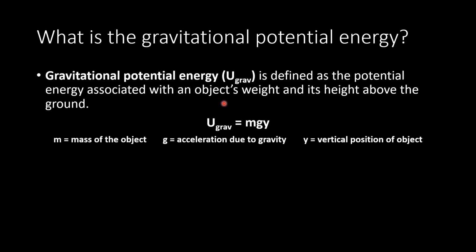Using this definition, we can formulate an equation for the gravitational potential energy at a specific height above the ground. The gravitational potential energy is equal to the mass of an object times the acceleration due to gravity times the vertical position of the object.